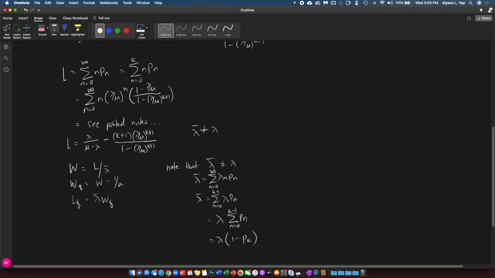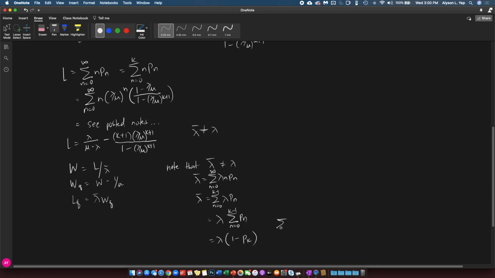Okay? Because this is 0 for n equals k to infinity, then the summation from 0 to infinity can now be reduced down to the summation from n equals 0 to k minus 1. We factor out lambda because lambda is constant. We get this. And if you look at this, it is the sum from 0 to k minus 1 of p sub n. Therefore, this is easily 1 minus p sub k.